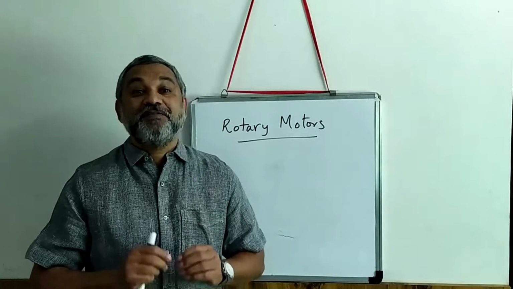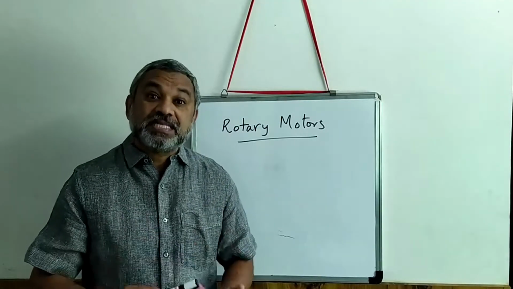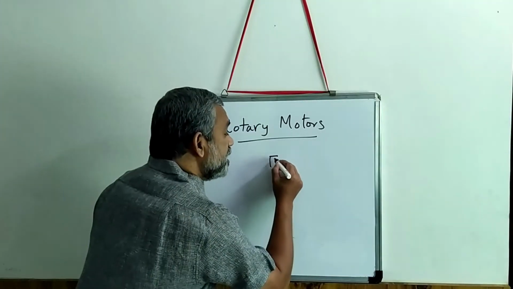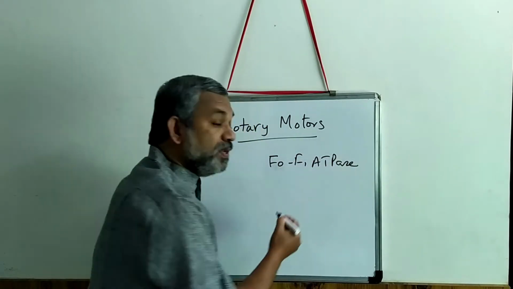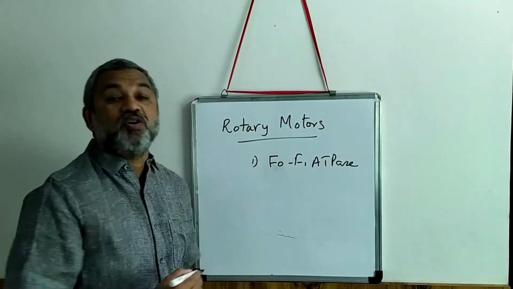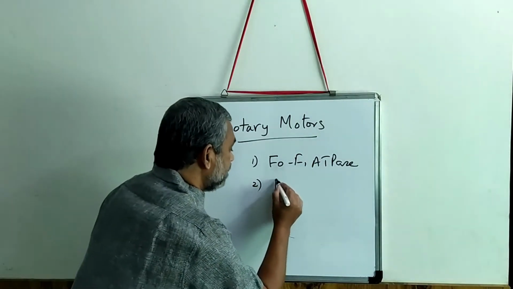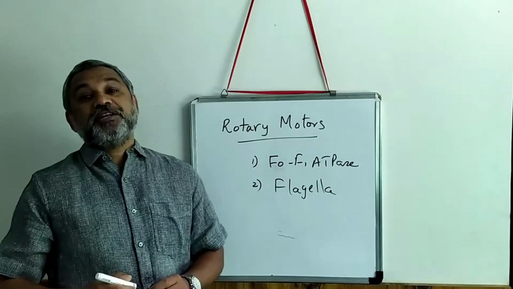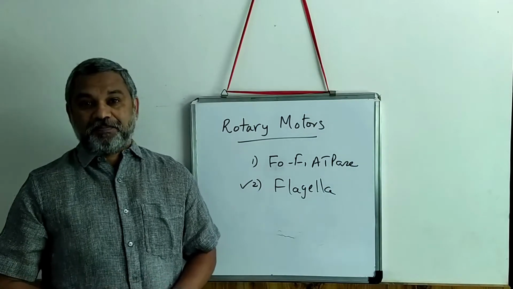In this video, we are going to look at rotary motors. There are two classic examples of rotary motors. The first one is the F0, F1 ATPase, a classic example of a rotary motor. The second example of a rotary motor is the flagella. In this particular video, let us focus on the flagellar motor.